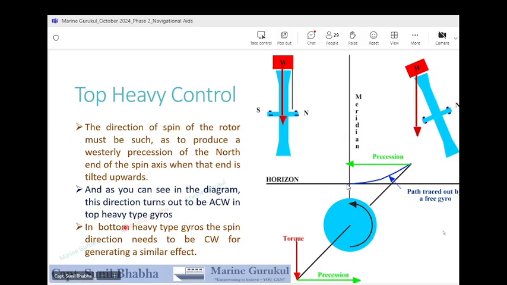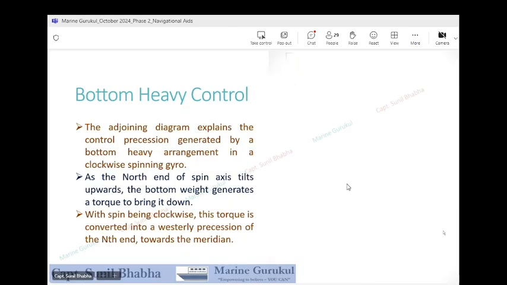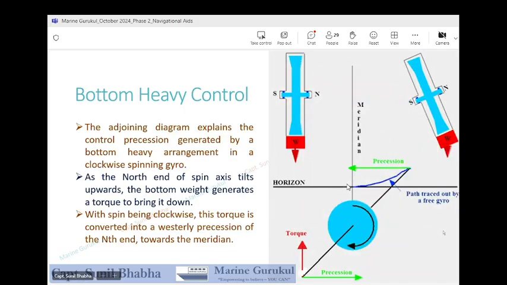Now when we go to bottom heavy type gyros, we will see that in bottom heavy type gyros, the spin direction needs to be clockwise for generating the exact same effect. Now let's have a look at a bottom heavy arrangement in a gyro which is spinning clockwise.